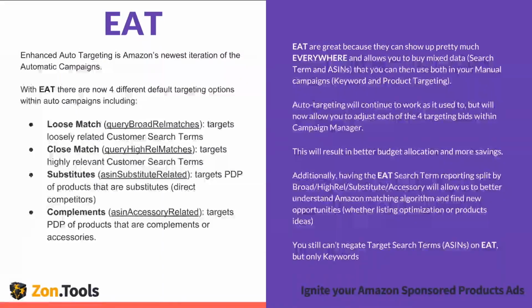Now, let's cover enhanced auto targeting, which is Amazon's new iteration of the automatic campaign. With it, there are now 4 different default targeting options within an auto campaign. Before, when you created an auto campaign and auto ad group, you had only one targeting. Now, Amazon has split it into 4 different entities. One is the loose match, which will target words that are loosely related search terms from your product. Then a close match, which is also a keyword, and this will target highly relevant customer search terms.